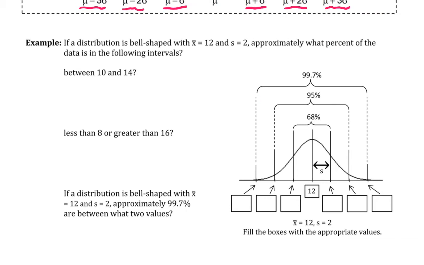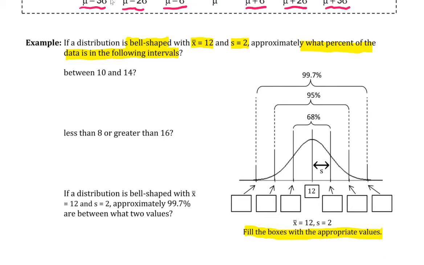If a distribution is bell-shaped, with a mean of 12 and a standard deviation of 2, let's find out approximately what percent of the data is in the following intervals. Now, a good starting place is to fill in each of the appropriate values that correspond to the empirical rule.